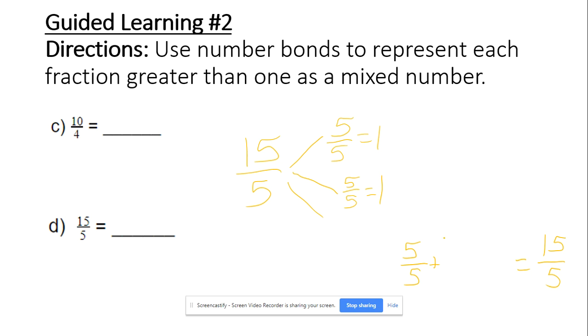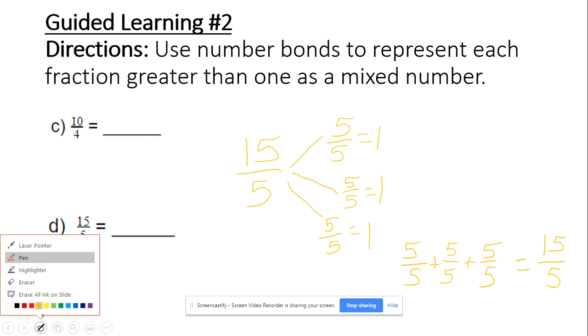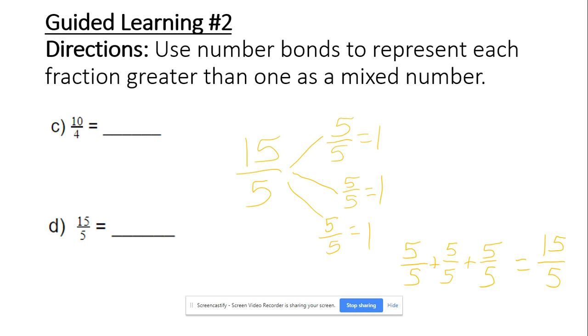So now we've taken out 2 wholes. 5/5 plus 5/5 is 10/5. We need to get to 15/5. I'm thinking, what can I add to 10/5 to get to 15/5? Oh, another 5/5, which is another whole. So we actually don't have any left over, which is fine. We got 1, 2, 3 wholes. So our answer is going to be 3.